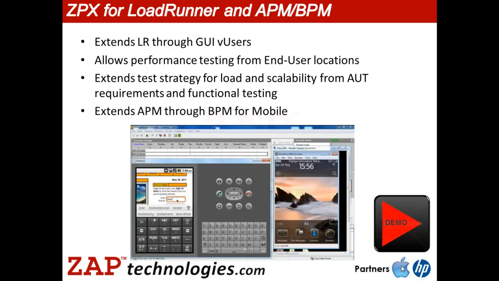Aside from QuickTest Professional, I also want to talk about ZAP-fix for LoadRunner and application performance monitoring. ZAP-fix for LoadRunner extends LoadRunner to GUI virtual users. It allows performance testing from the end user location. It extends the test strategy for load and scalability from application under test requirements and functional testing. And it extends APM through BPM for mobile. I'm going to play a quick demo demonstrating how ZAP-fix works with LoadRunner.